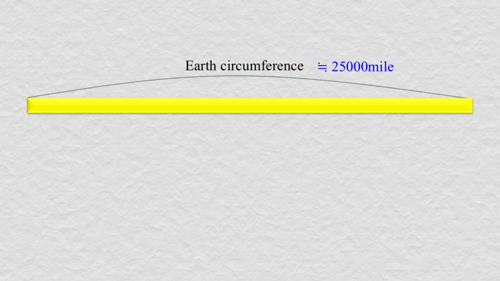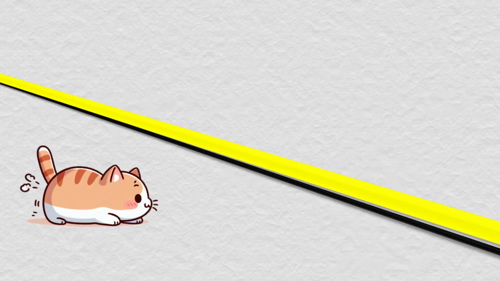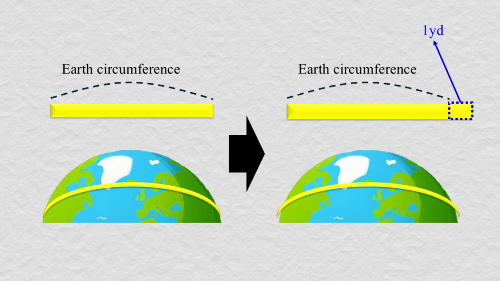Imagine a long yellow rope. The current length of this rope is the circumference of the Earth. We could wrap this rope around the Earth just fine. Of course, it will be wrapped just right so there is no gap between the Earth and the rope. At this point, let's say the length of the rope increases by exactly 1 yard.